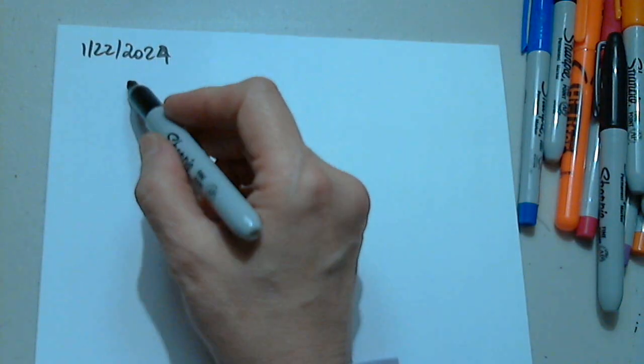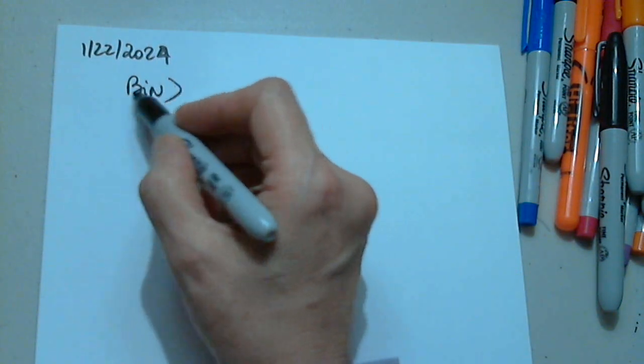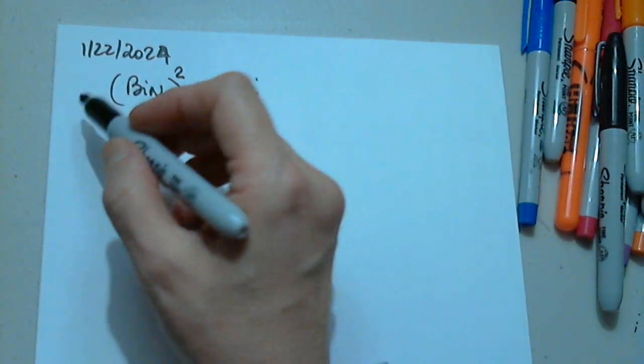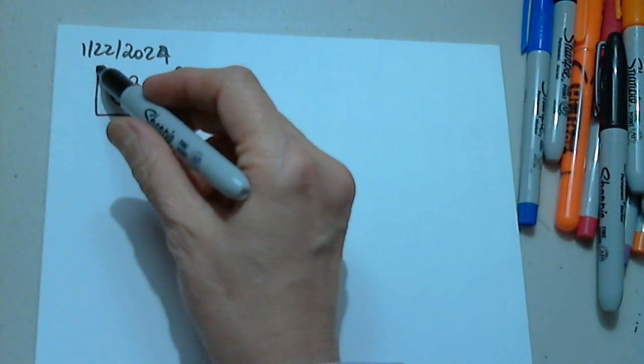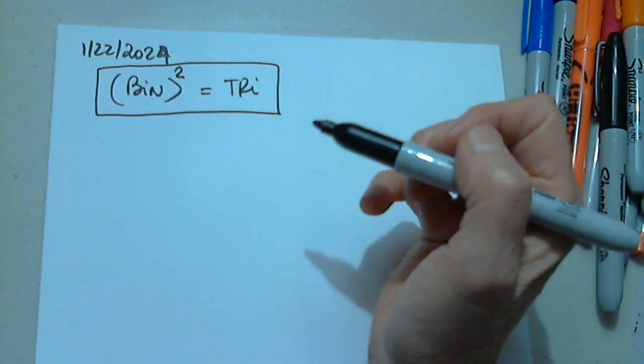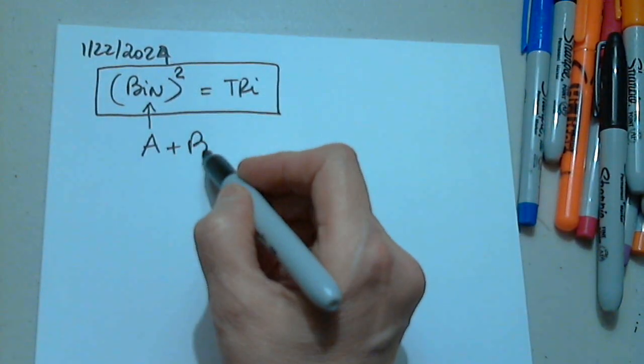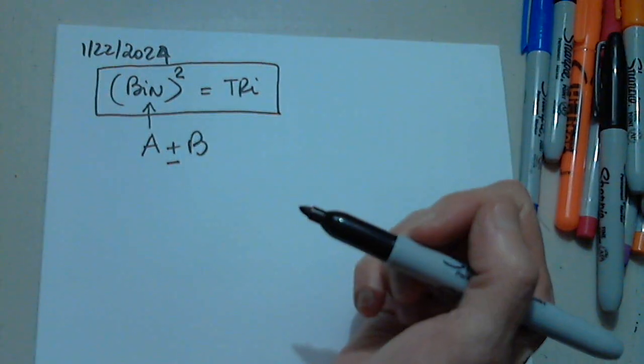So the first thing is I want you to remember that a binomial squared is always a trinomial. And you can say, what are you talking about? Well, a binomial is a sum of two terms or a difference of two terms.